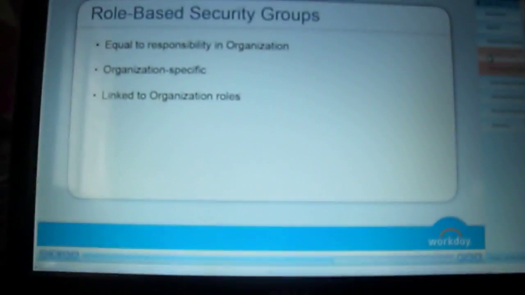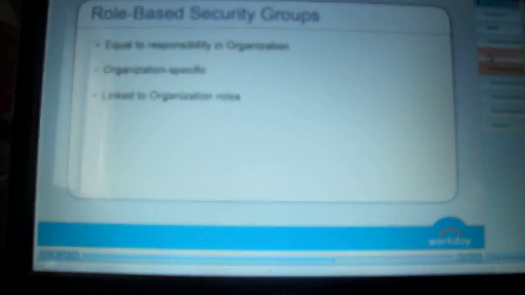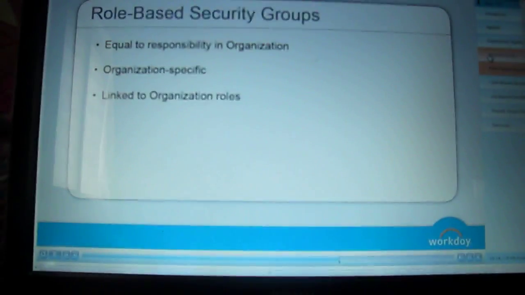The name of an organization role, which is linked to a role-based security group, is equal to the responsibilities in the organization. For example, an HR partner's responsibility is to manage human resources related tasks, such as processing and approving hires, job changes, and terminations. Role-based security groups have support responsibilities within an organization, and data access is usually constrained by the organization.